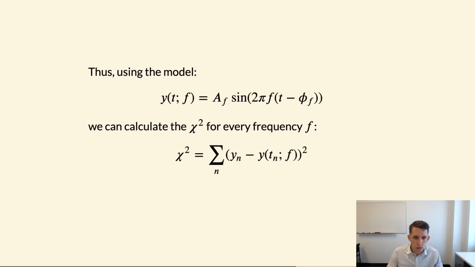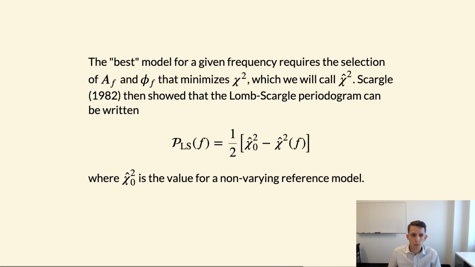All right, so the model is just that y of t, given some frequency f, is equal to a sub f multiplied by sine of 2 pi f t minus phase of f. We can then calculate the chi-squared for every frequency f. So the chi-squared is now equal to the sum on n of y sub n, the observation, minus the model value at the position of t sub n, squared. The best model for any given frequency f requires the selection of a sub f and phi sub f that minimizes chi-squared. So we'll call this optimized model chi-squared hat.